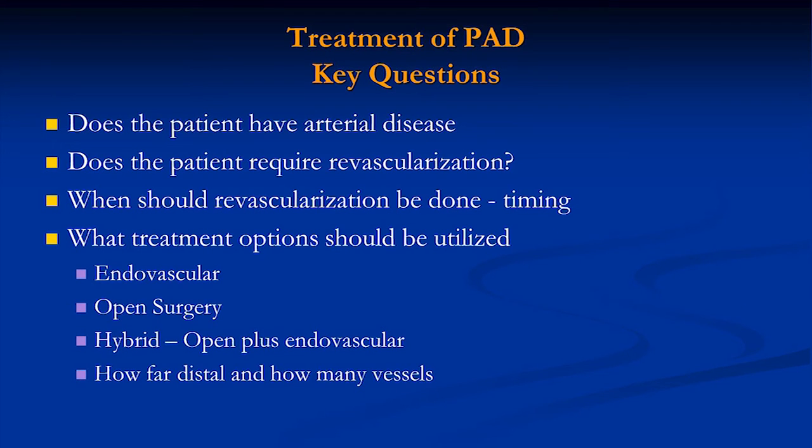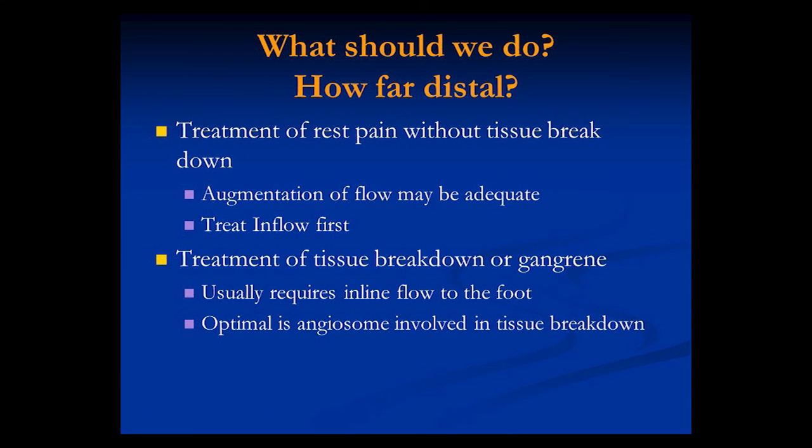So some very key questions when you're talking about the treatment of PAD. Does the patient have arterial disease? We've already talked about the modalities that you can use to diagnose the arterial disease. If they have arterial disease, do they require revascularization? When should the revascularization be done? Timely. I mentioned that you can get into trouble with delayed. And what treatment options should be utilized?